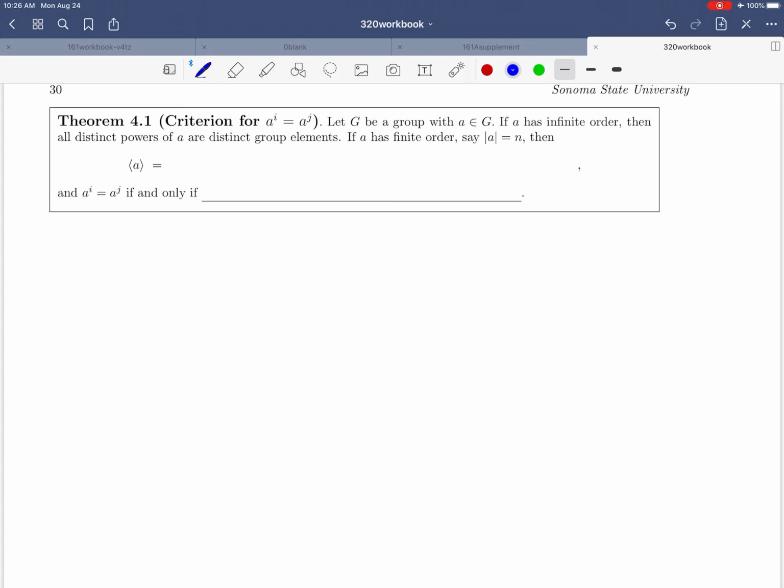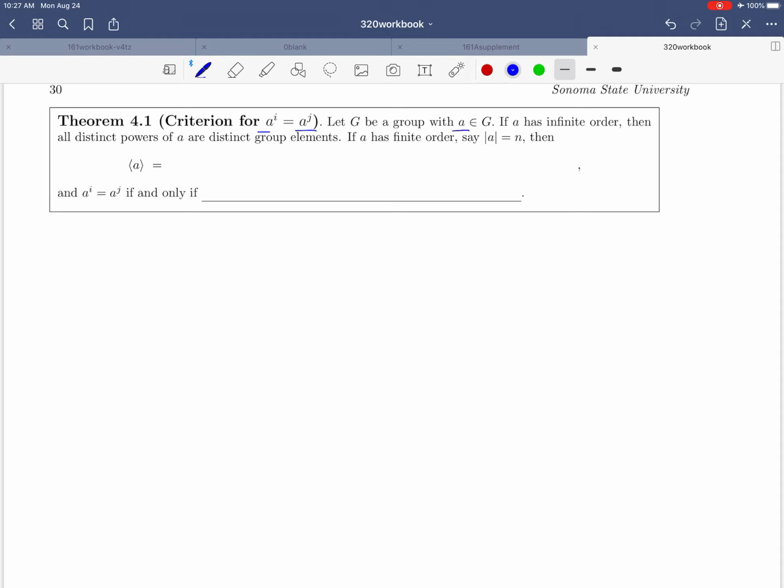In Theorem 4.1, we are going to discuss a criterion for when two powers of a group element are equal to each other, and how we can be sure that we have everything in the cyclic group generated by A enumerated. So let's read the theorem together. Let G be a group with A an element in the group.